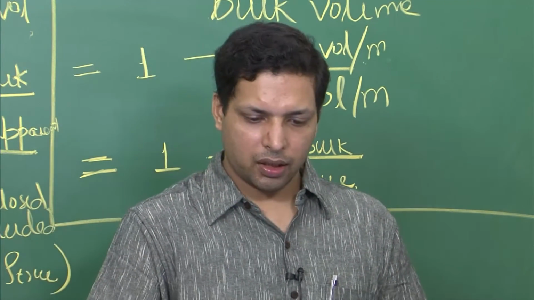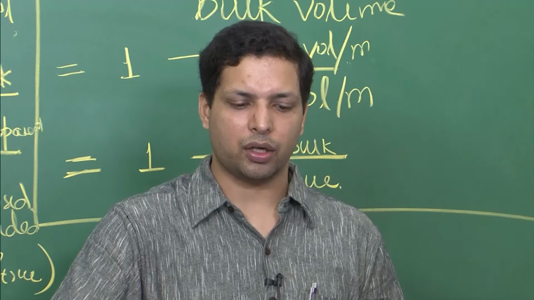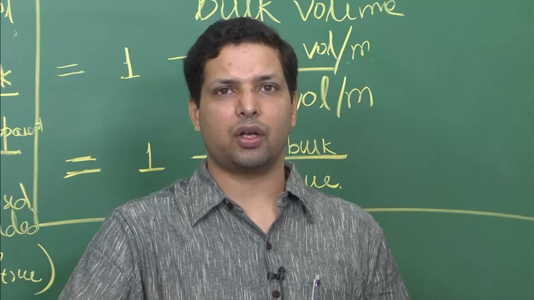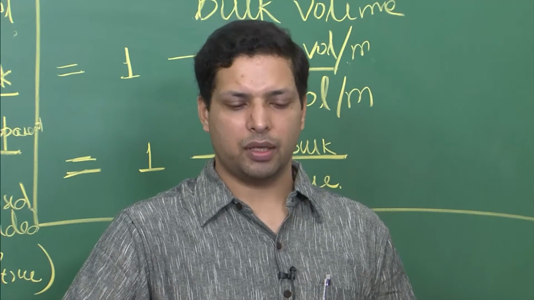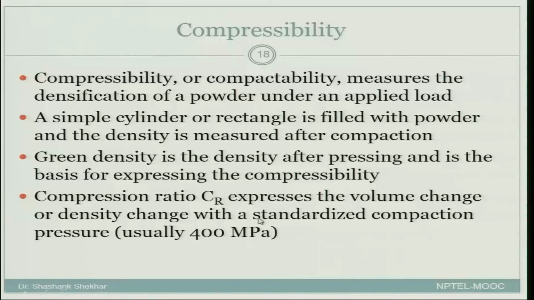So that is another method that we looked at, the gas permeability method. These are most of the techniques used for characterizing powder. However, there are some parameters that are also very useful to characterize powder, and one of them is compressibility, because we are talking about powder processing where powder will be compressed. So, let us look at what this compressibility is. Compressibility or compactibility, meaning how much you are able to compact, measures the densification of powder under an applied load. It tells you how much this powder can be compressed or compacted.